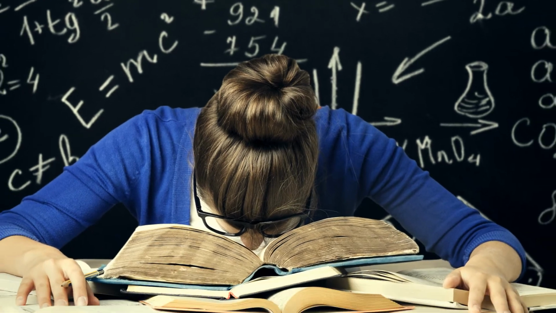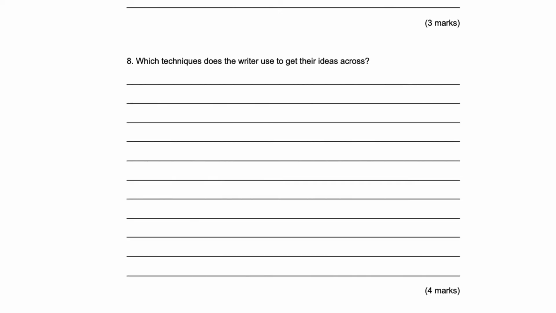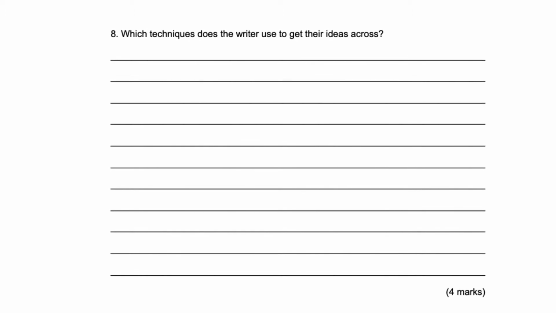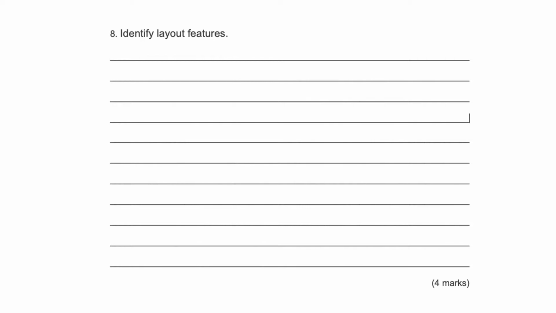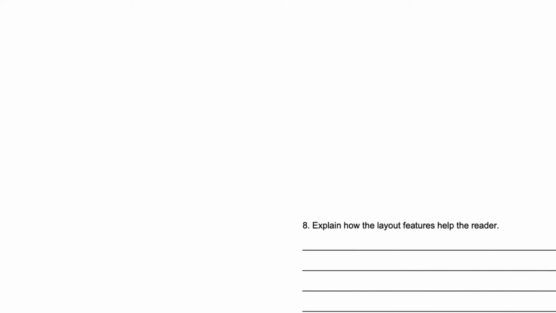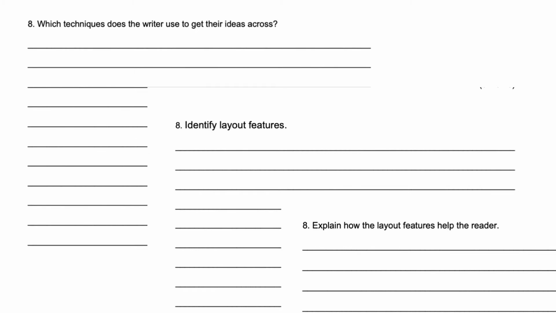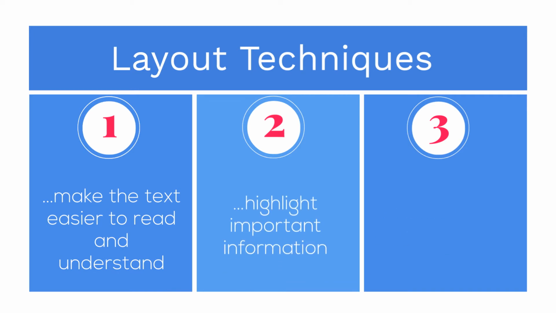Now, to the exam. In the Level 1 Functional Skills English exam, towards the end of the paper, you might be asked a question like, which techniques does the writer use to get their ideas across? Or, identify layout features, or explain how the layout features help the reader. Although these questions are all slightly different, they are asking you for pretty much the same thing: to pick out a couple of layout techniques like the ones we've looked at today, and explain how they help the reader.